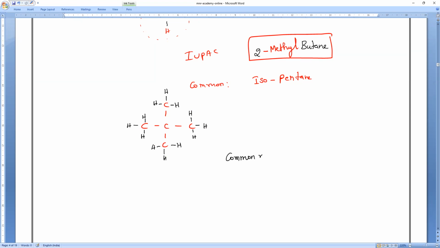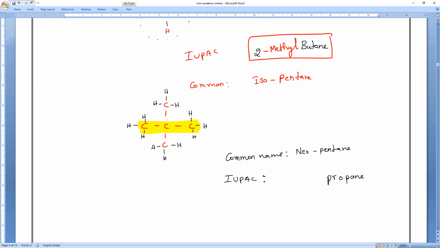I already taught you this. It is not the first time you are doing this; you have already done branched chains. Neopentane. That is the common name. And for the IUPAC name, first identify the longest carbon chain. 3 carbons. 3 means propane.